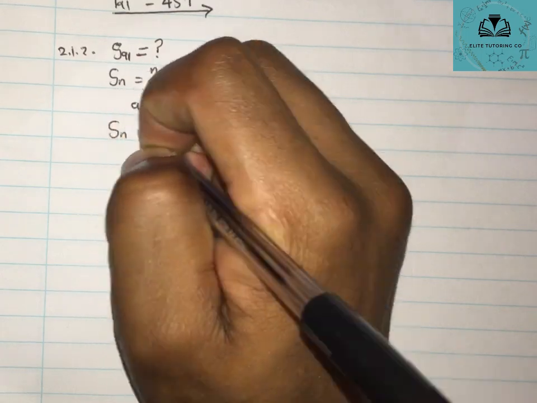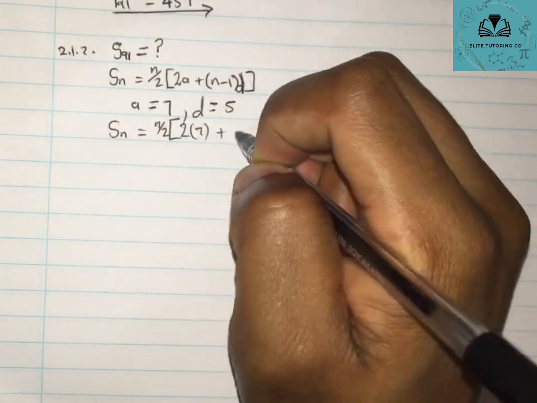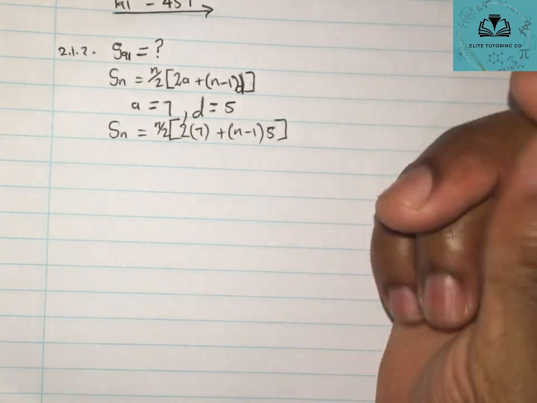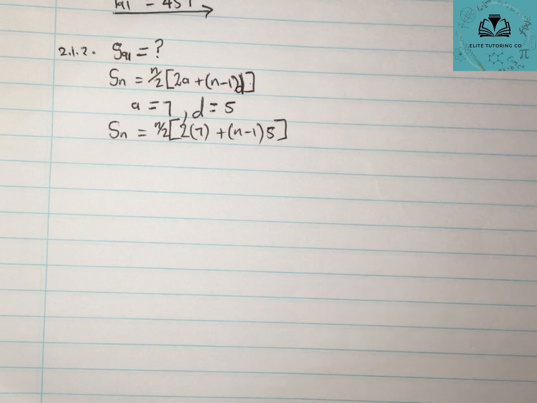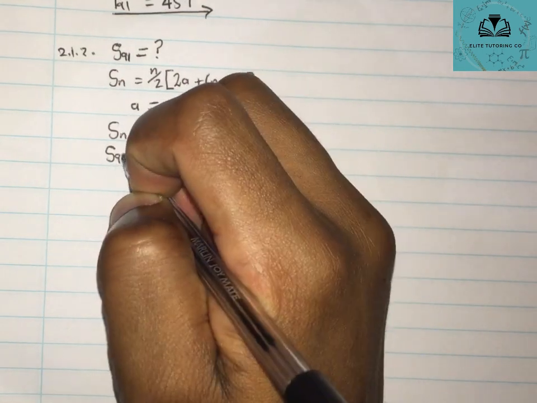So we'll have Sn is equal to n over 2, that is n divided by 2, multiplied by 2a, what is a? That is 7, plus n minus 1, multiplied by d, which is 5. Now in order to find the sum to the 91st term, you have to substitute 91 for the value of n. So instead of putting n, we put 91.